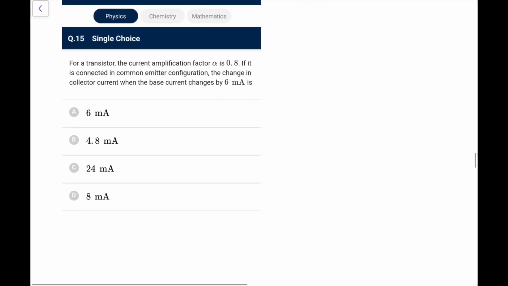Next, for a transistor, the current amplification alpha, that means it is common base, or alpha you can also write generally. For common emitter it is beta. It is connected in CE, not CB. The change in collector current when the base changes by 6. So first of all, you know alpha is delta IC by delta IE. That is what you write.